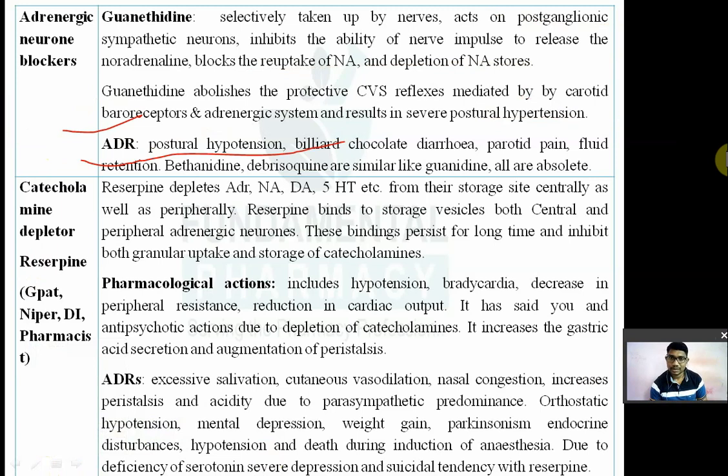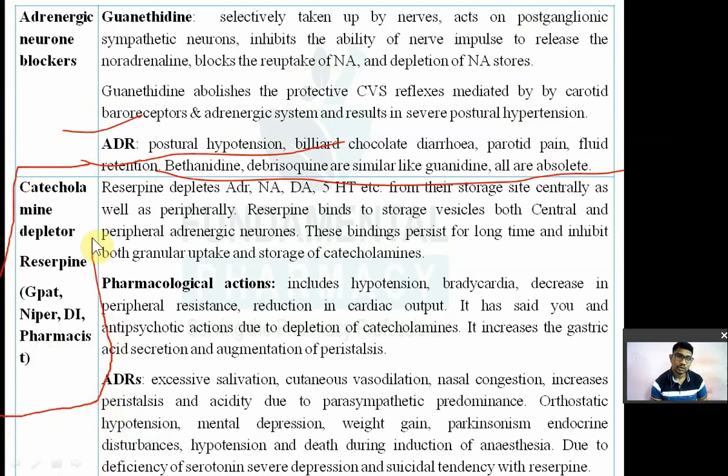Then other drugs are there. There are similar drugs like guanethidine. Which are these? Bethanidine and debrisoquine. These are similar drugs like guanethidine, but they are no more used. They are obsolete. Now next is a catecholamine depleter, reserpine.